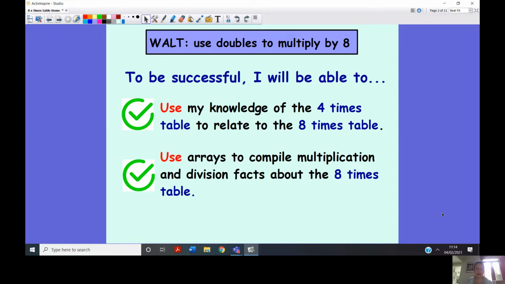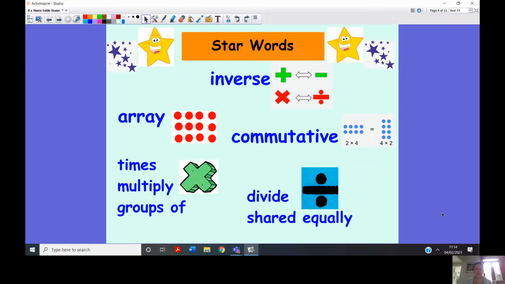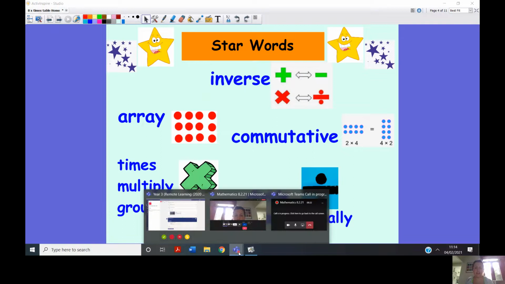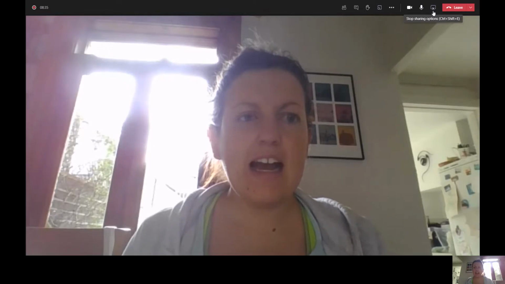So let's look at our star words. We have inverse, array, commutative, times, which is the same as multiply, groups of, and then we have divide and shared equally. Fantastic. I am going to stop sharing my screen and I am now going to go to my visualizer because we're going to start exploring how we can use doubles to multiply by 8.